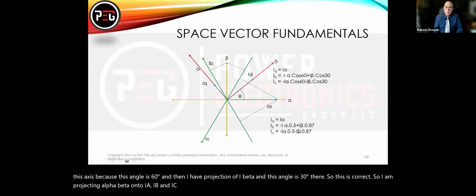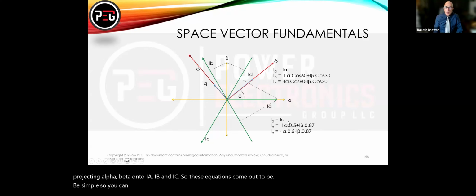So these equations come out to be pretty simple. You can see IA is equal to I alpha, IB is equal to minus 0.5 I alpha, and then 0.87, which is cos theta. So I think these are pretty basic equations from that standpoint.